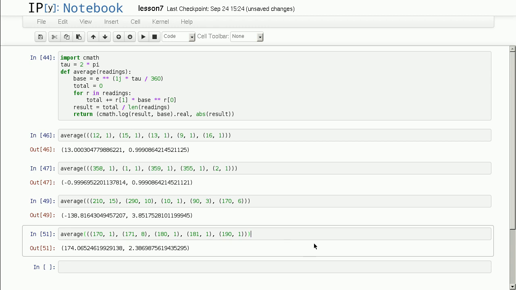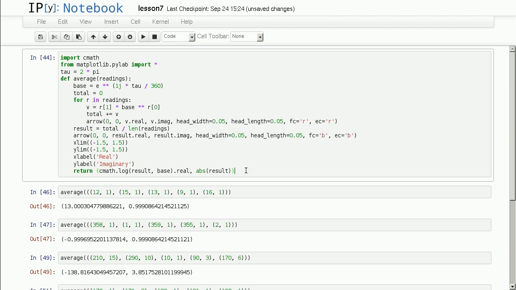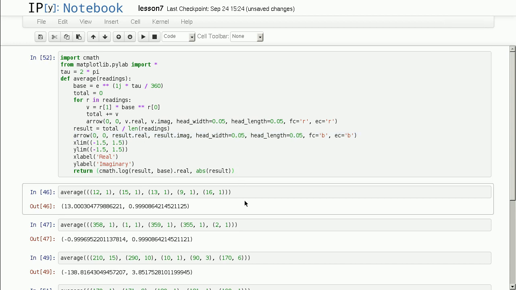Now, I'd like to plot this a little bit and just visualize so you can kind of see what's going on here. And I'm going to use matplotlib. And I'll just type a little bit and skip the video ahead so you don't have to watch me type all this. Now my function returns the exact same thing, but I also plot a couple of things. I plot each input vector, and I plot the result vector, or the average of all of those inputs in the complex plane. Let me show you what happens when I try it on this first set of readings.